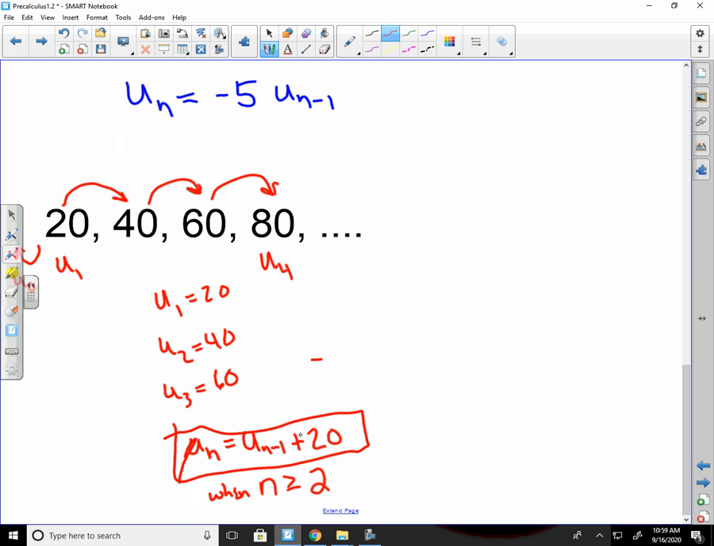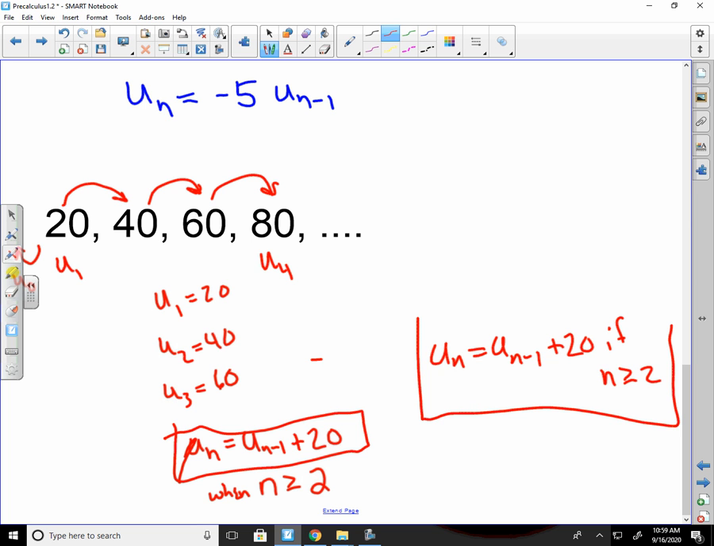So each time that you list this recursive formula out like that, u sub n equals u sub n minus 1 plus 20, you could say if n is greater than or equal to 2. Without that n greater than or equal to 2, these recursive formulas don't work. So it has to be in there.